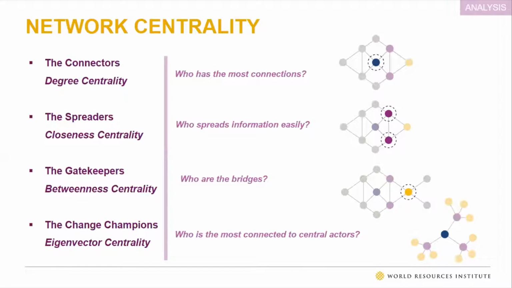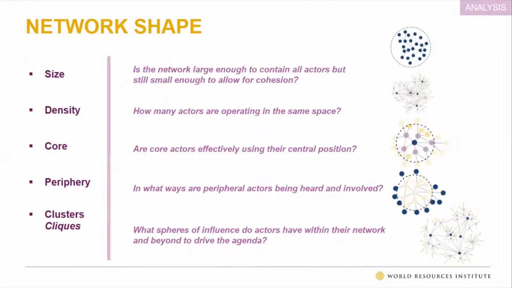You also have the bridges. The bridges are essential by connecting different networks of communities. So finding those bridges, they might not be the ones that have the most connections, but they might have a few essential connections that will be key as you seek to restore more. And the fourth part is the change champions. So who is most connected to these central actors? So that is network centrality, and a lot of the software that we use actually measures these for you. So you can come up with exact statistics on degree centrality, which can help improve your conversations that you will have with your stakeholders. The next piece is network shape.